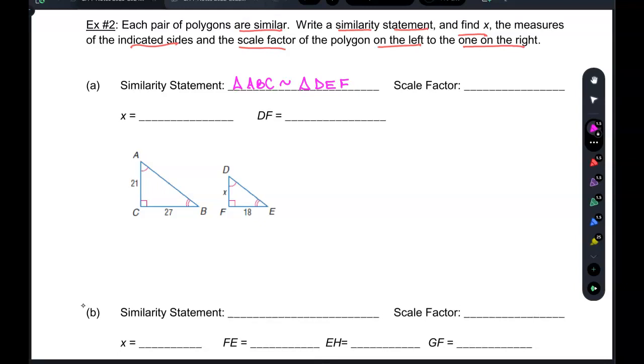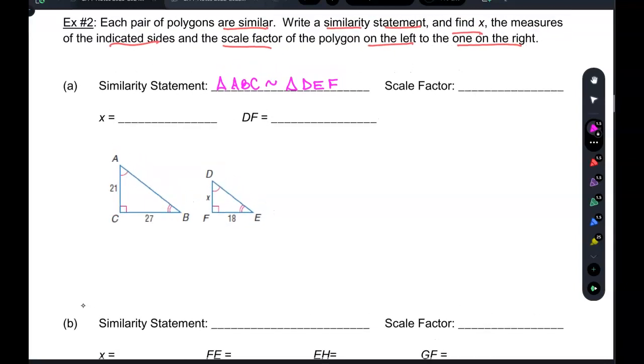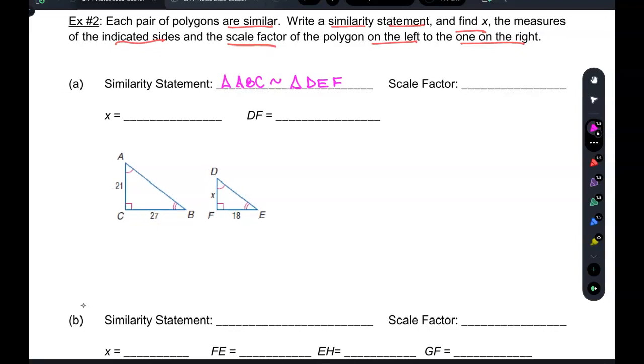Scale factor. So we want to compare 2 sides that are corresponding. So the only 2 sides that I know that are corresponding are the 27 and the 18. So if I do 27 over 18, and then let's reduce that. So 9 goes into 27, 3. So 3 to 2.